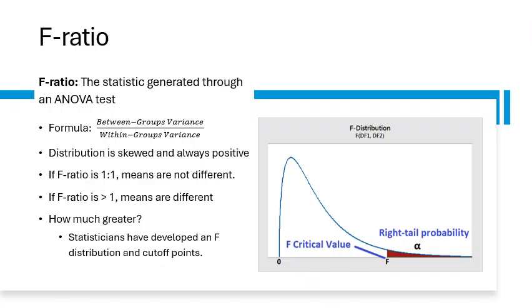So if the ratio is 1 to 1, that means there's no difference in the means. If it's greater than 1, the means are different, but we ask the question, how much greater? And that's where this F point comes in. Statisticians have figured out exactly what the odds are given circumstances that we'll put in through our degrees of freedom.